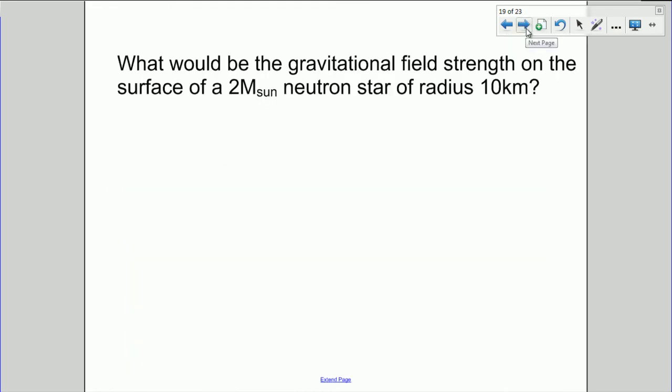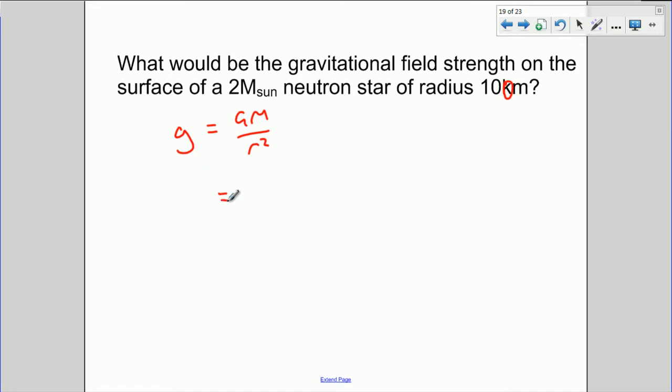So what's the gravitational field like? How strong would gravity be? So here's a question. What would be the gravitational field strength on the surface of a 2 solar mass neutron star of radius 10 kilometers? So the gravitational field strength, in this case, we need the equation GM over r squared. Okay, so we've got Newton's gravitational constant times the mass of the star, which is 2 solar masses, divided by r squared, r being 10 kilometers, so it's obviously 10 times 10 to the 3 meters.